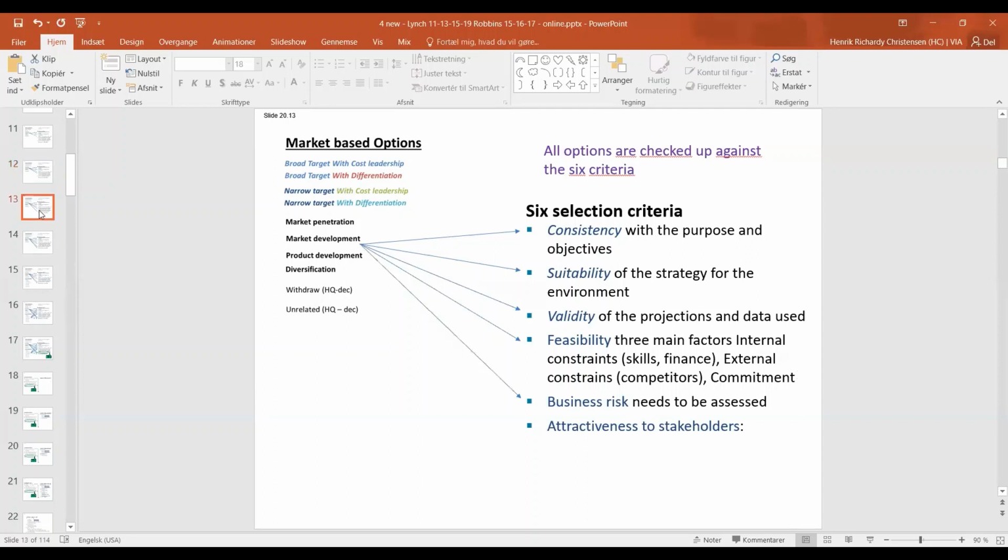The next point is about business risk, and we need to assess our business risk. And this is where we are going to take a closer look at it.